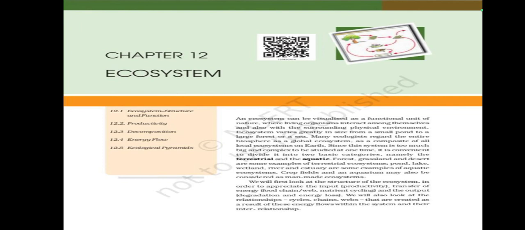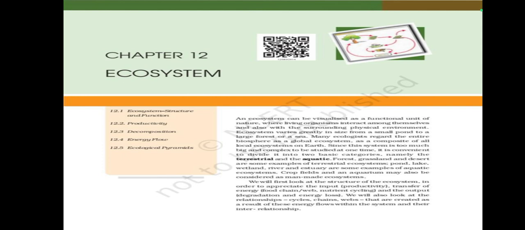12.5 ecological pyramids. An ecosystem can be visualized as a functional unit of nature where living organisms interact among themselves and also with the surrounding physical environment. Ecosystems vary greatly in size from a small pond to a large forest or a sea. Many ecologists regard the entire biosphere as a global ecosystem, as a composite of all the local ecosystems on Earth.